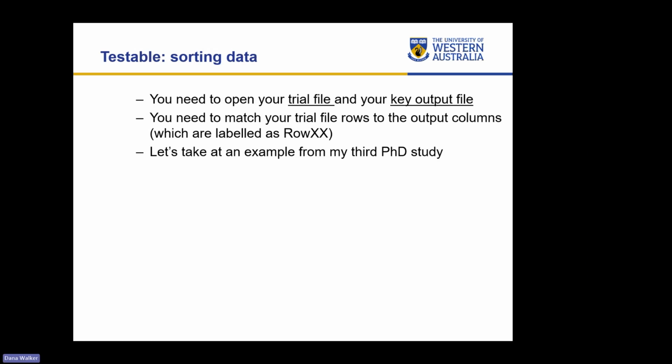Okay, so you've got your testable data, you're ready to analyze it. You need to open your trial file, because your trial file tells you where your output data is going to be. And I'm going to show you what this looks like. So you open your trial file, your final version of your trial file that you use. You can download that from Testable. And you open your, I guess, key output file or all output file, depending on what you're using. And you need to match your rows across. So let's take a look at an example from my third study.